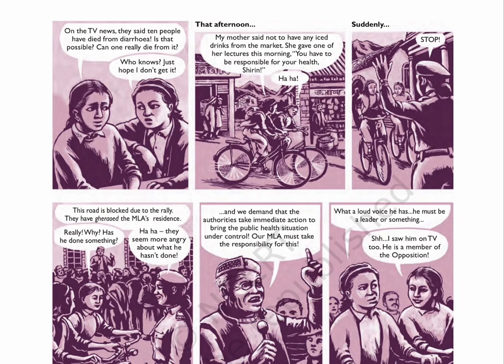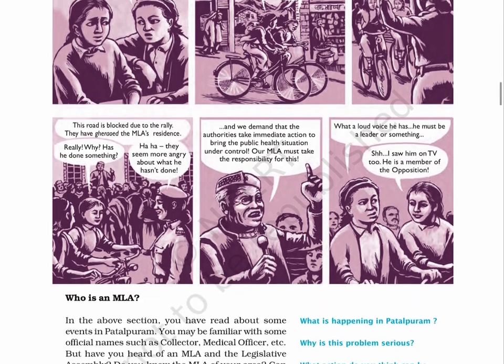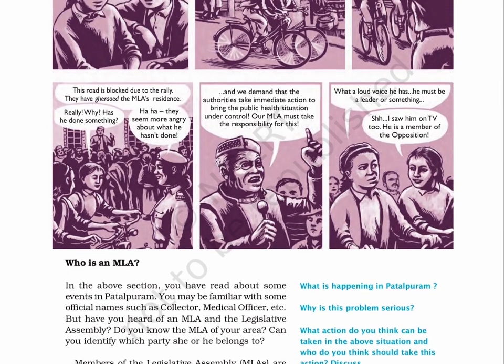Now, in the pictures it is shown that both the friends are riding their bicycles back from school that afternoon. My mother said not to have any iced drinks from the market. She gave one of her lectures this morning. You have to be responsible for your health, Shireen. Suddenly, a police lady officer stops both the girls. Stop! This road is blocked due to the rally. They have gheraoed the MLA's residence. Really? Why? Has he done something? They seem more angry about what he hasn't done.